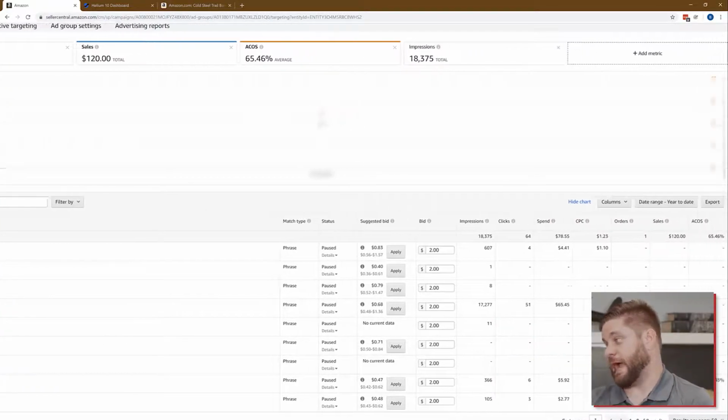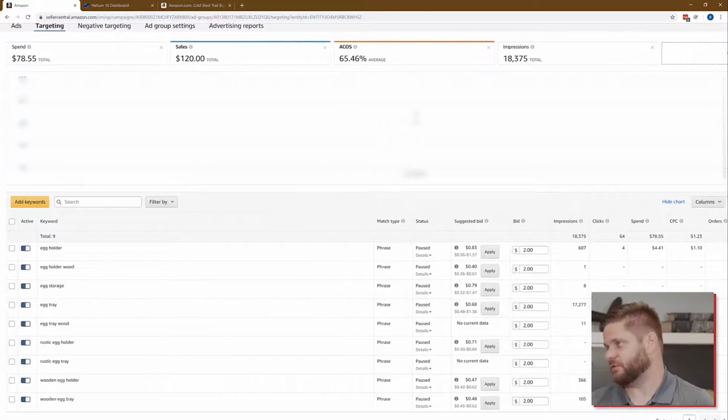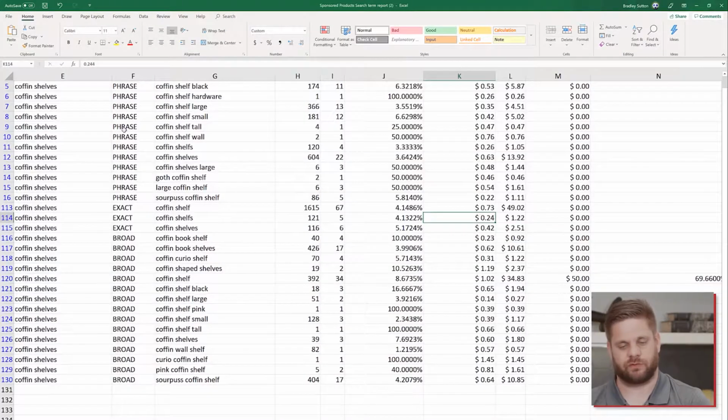So where we were accidentally ranking on page 1 for coffin shelf, because it's a lesser known item, lower volume, that's easy. But on a product like egg tray, we're going to look at this information and understand that we might attack things a little bit differently, right? And we'll talk more about that in the launch phase, assuming that we go through with this product.